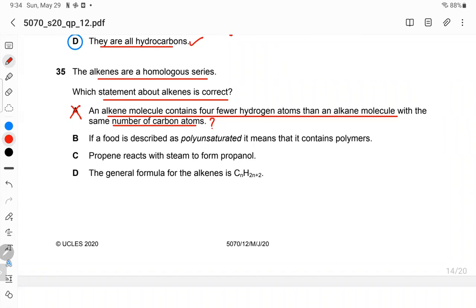So my mistake. Okay, now if a food is described as polyunsaturated, it means it contains a polymer. Is this statement correct?